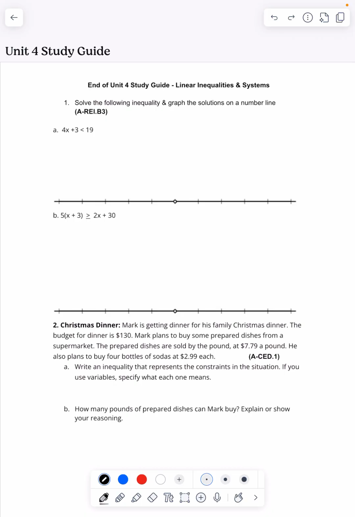It says solve the following inequality and graph the solutions on a number line. So in this case, all we gotta do is solve the linear inequality. We would do something similar to when we were solving linear equations. So we have to isolate x, leave x by itself. The first thing we will subtract is this 3, the inverse of the positive 3. These cancel. We get 4x is less than 19 minus 3, which is 16. We divide by 4. So x is less than 16 divided by 4, which is 4.